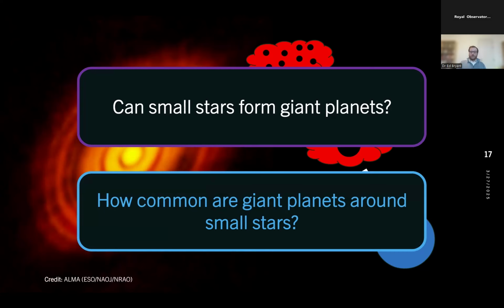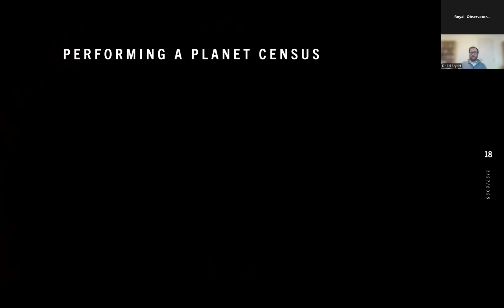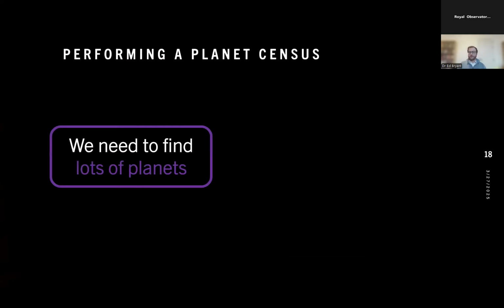So this is what I want to do. This is what I wanted to do in my work: go out and study these stars and try and study their planetary populations. But how do I do this? If I want to perform a planet census, if I want to know how common planets are, I need to find lots and lots of planets.